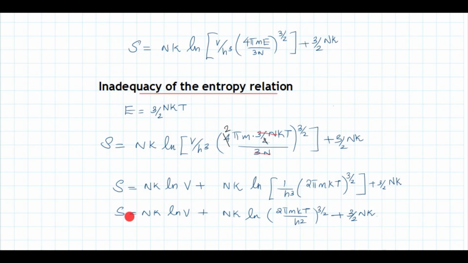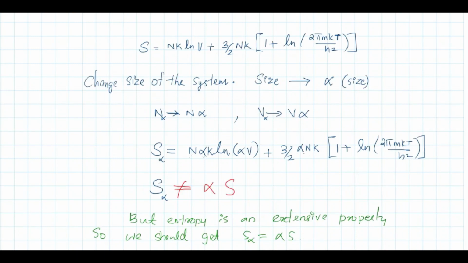Now S is equal to nk log V plus nk log, with h cube written into the bracket, which becomes (2 pi mkT by h square) raised to 3 by 2, plus 3 by 2 nk. I can write 3 by 2 nk from the last two terms outside, and the remainder is 1 plus log of 2 pi mkT by h square. So this whole term in the square bracket is independent of the size of the system. What is the meaning of that?